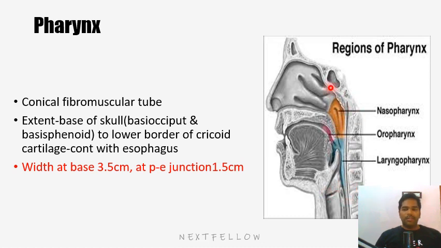So it extends from the base of the skull. This is called the basi-occiput. This is a portion of the occipital bone which forms the base of the skull. That is called the basi-occiput.